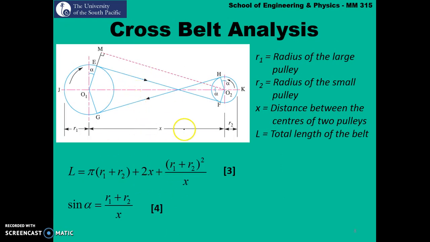Now for cross belt drive, these terminologies remain the same: R1, R2, X and L. The only difference is that equations 3 and 4 change slightly. The length of the belt that is now required is given by pi into R1 plus R2, plus 2x, plus R1 plus R2 whole thing squared divided by x, and respectively sine alpha is equal to R1 plus R2 divided by x. So these equations, 3 and 4, are only true when you are given a cross belt drive.